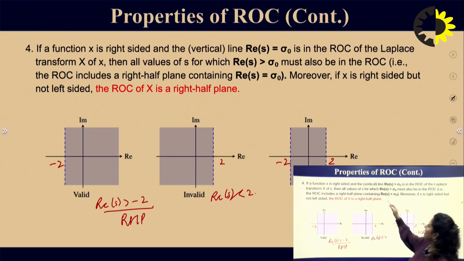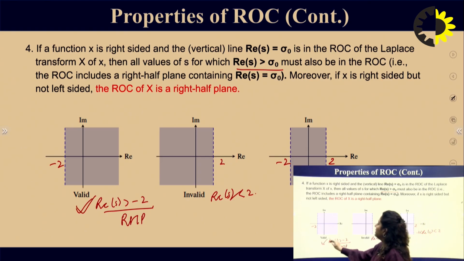But we have values that is real of s greater than sigma naught. So for this case, we have a valid ROC.